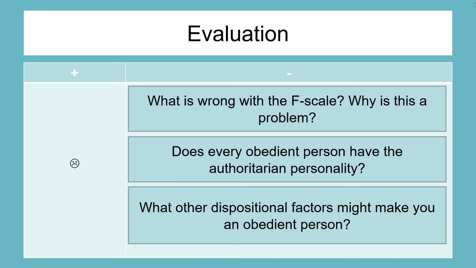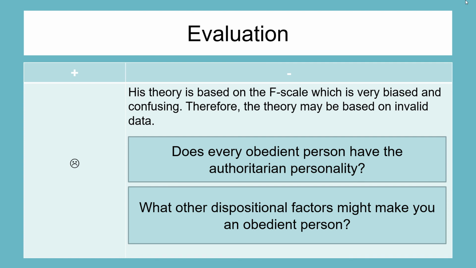When it comes to evaluating Adorno's theory of the authoritarian personality on obedience, we had 3 main things to talk about. Firstly was the fact that it is largely based on this F-scale. We had lots of problems with the F-scale. It was a very biased questionnaire. It almost forced people to agree with it. It was very confusing. The questions often didn't make sense, and it's very outdated.